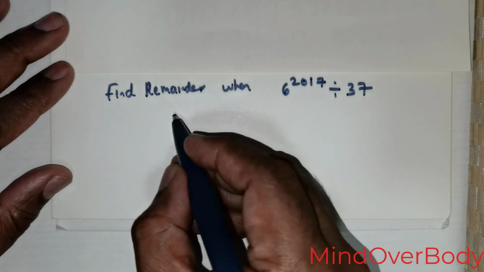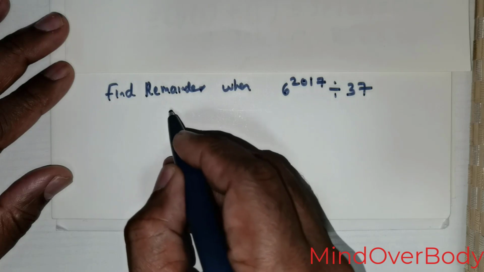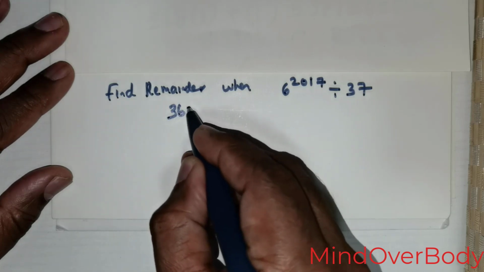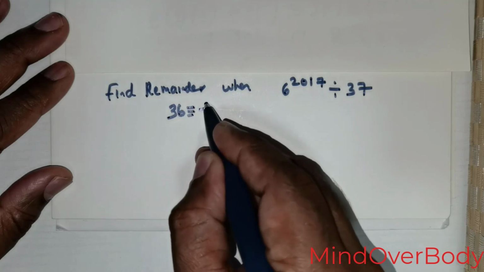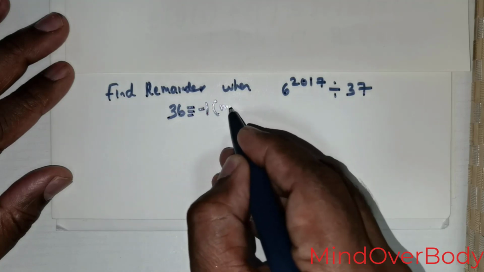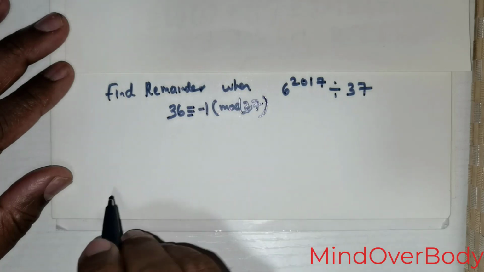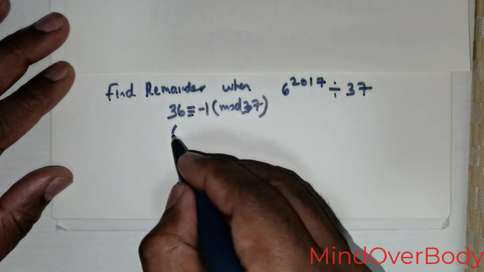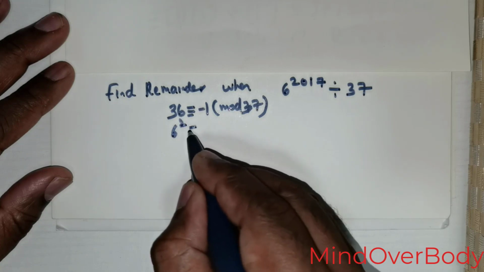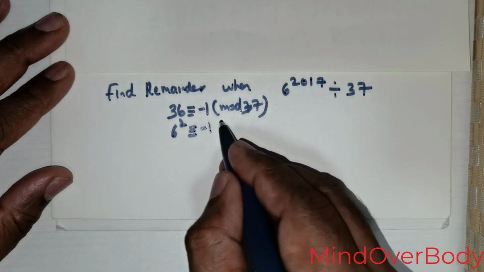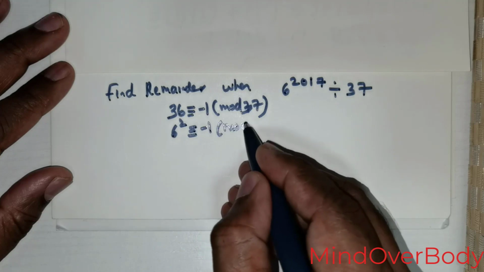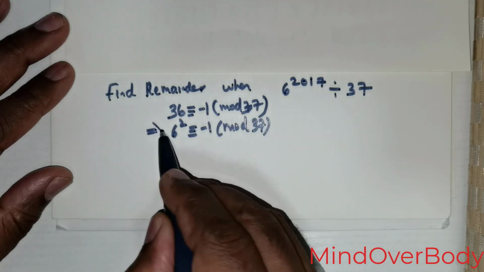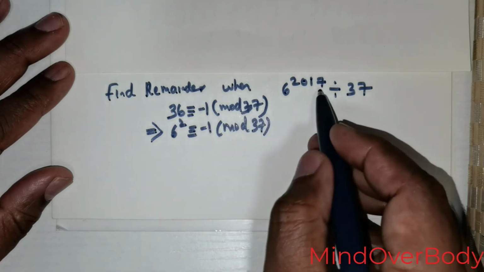Now to do this question we would have to have the following information. That is, 36 is congruent to -1 mod 37. So this is the important information that you will have to know. Now this can be rewritten as 6 squared is congruent to -1 mod 37. So we are going to use this particular information in solving this question.